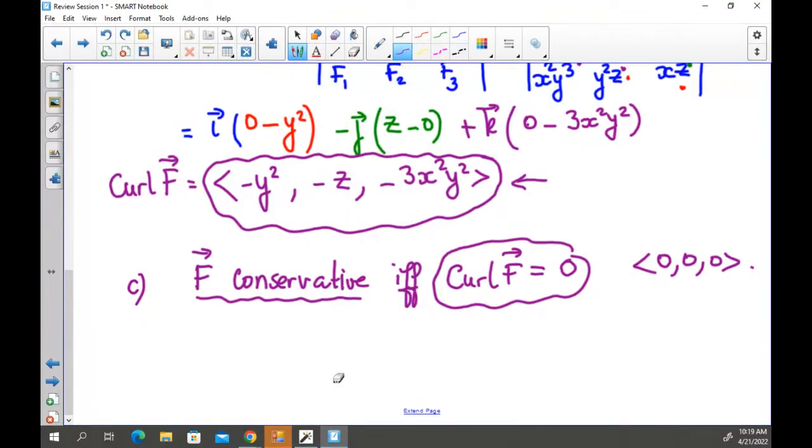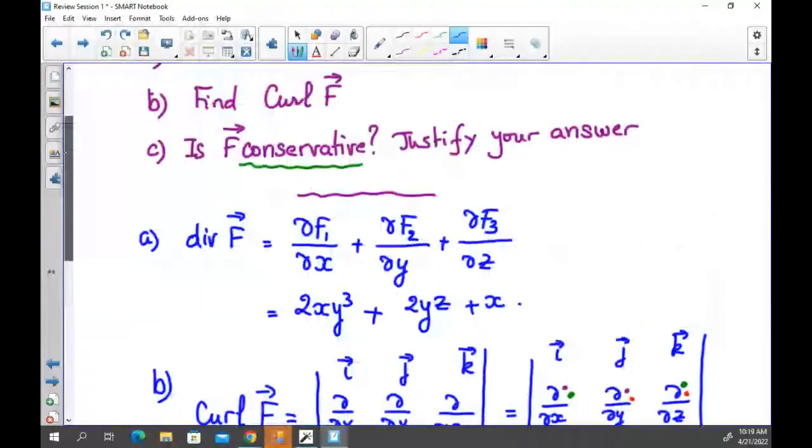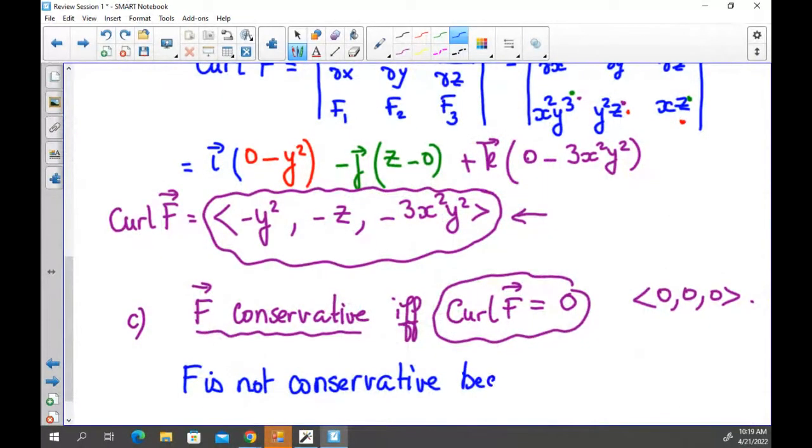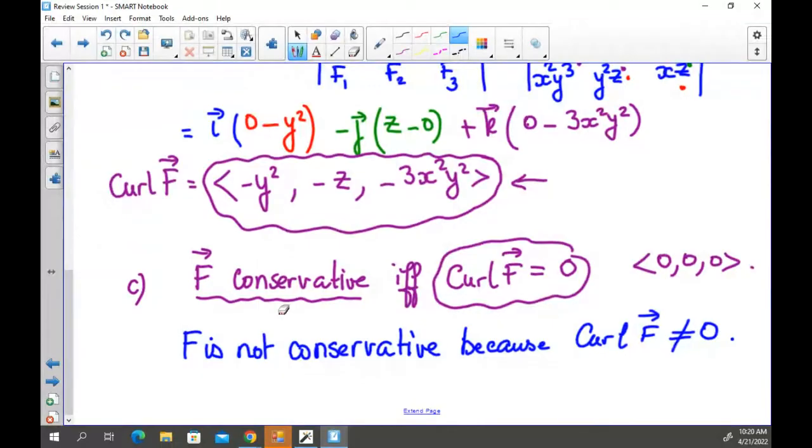So is this f conservative then or not? What is our answer? F is not conservative. How do we justify this answer? We say because the curl of f is not actually equal to the vector 0, and that's it. So f is not conservative because its curl is not equal to 0.